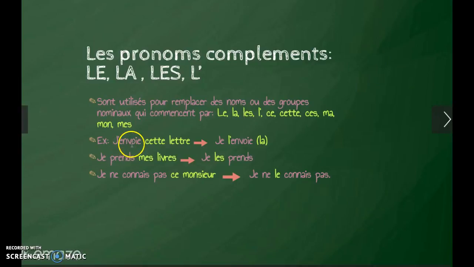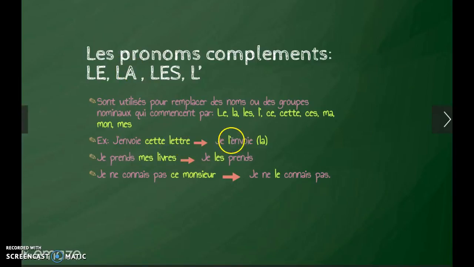So the first example, j'envoie cette lettre. I send this letter, so I'm going to replace cette lettre by one of these pronouns, and I'm going to choose la because lettre is a feminine noun and it needs to be replaced by a feminine pronoun.